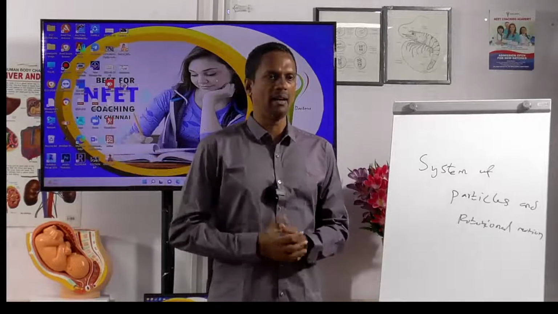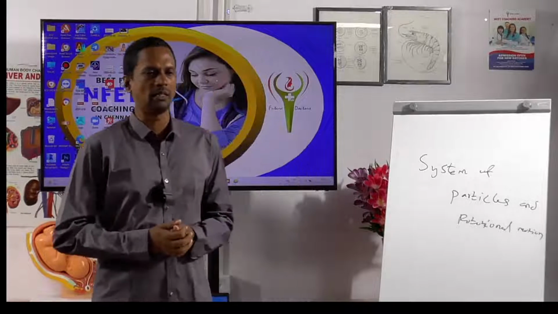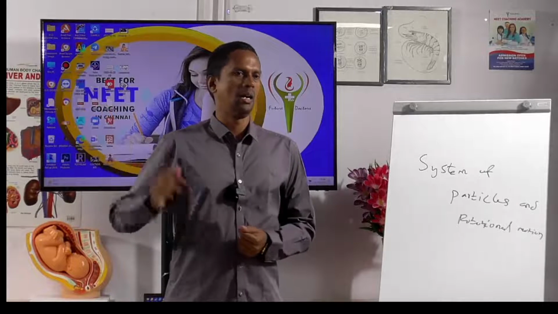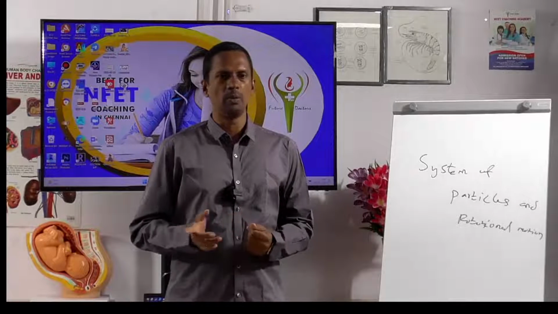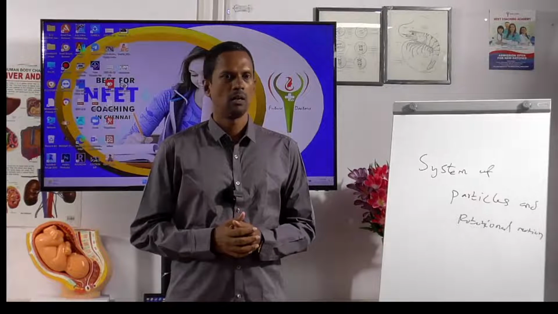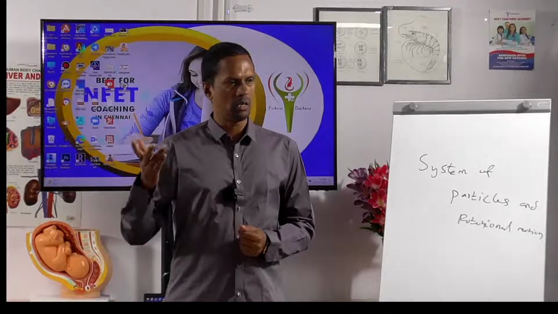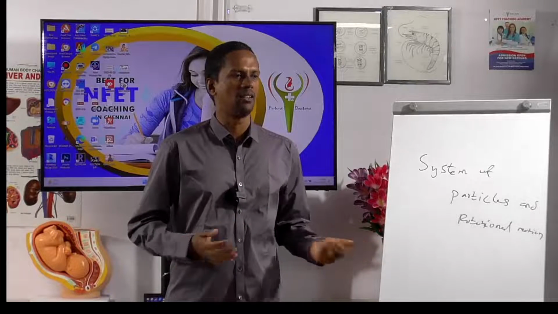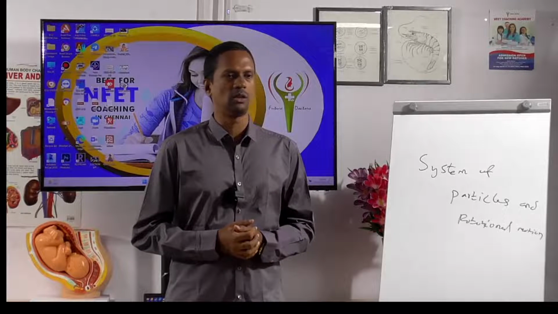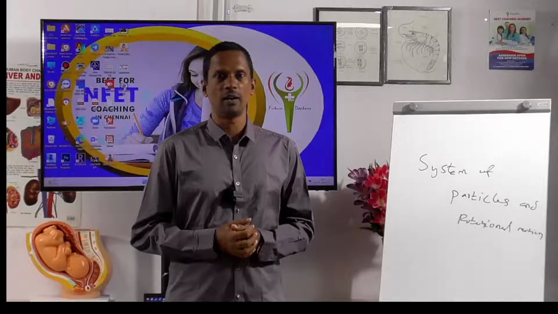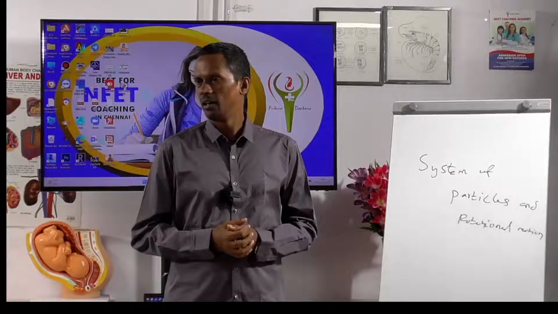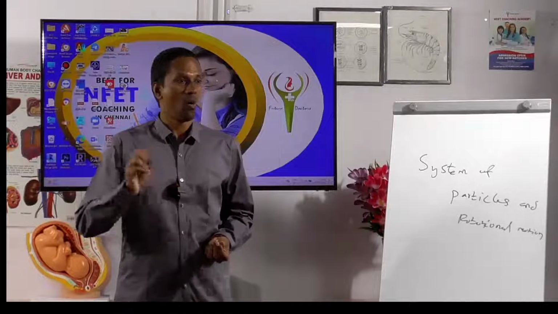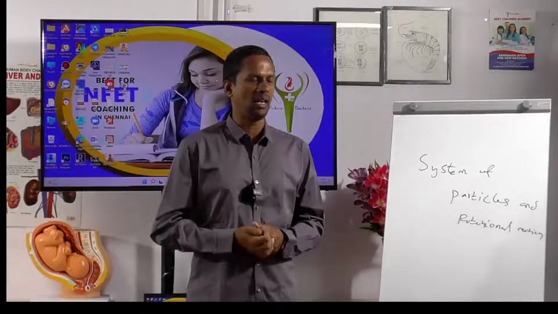If you go for an electric train, how many passengers will travel in an electric passenger train? Nearly 1,000. One person is roughly 100 kg. So 1,000 into 100 is 1 lakh. So a train has to carry 1 lakh kg. That's why they specify the ton.